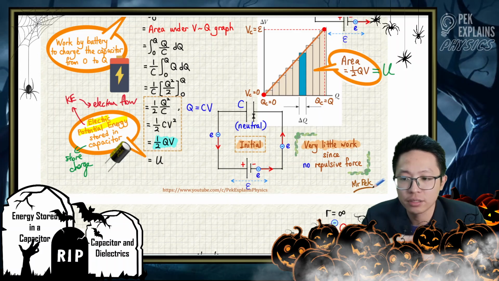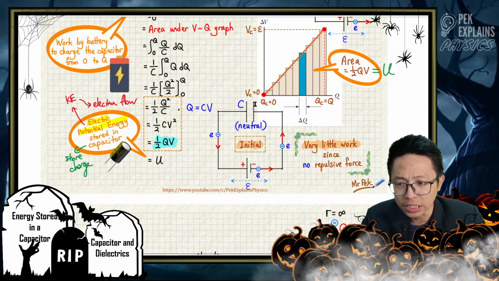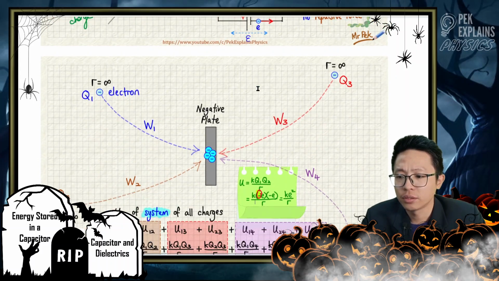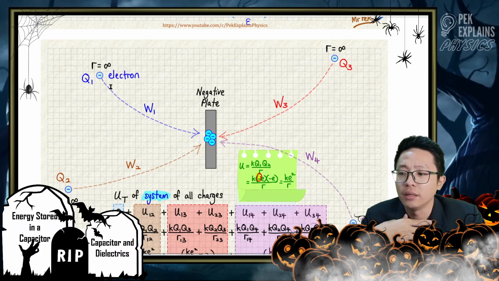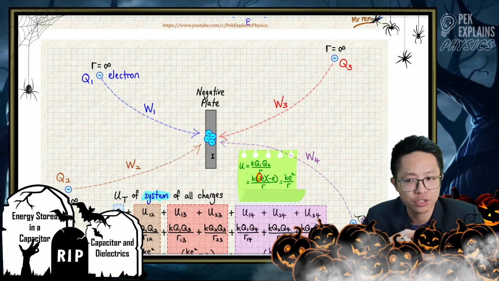The negative plate actually is not negative yet. It's still neutral. There's no charge here. So when you bring in the first electron to the negative plate, it's actually very easy, because there's no charge. There's no other electron yet at the negative plate, so you can easily bring this electron to that plate.